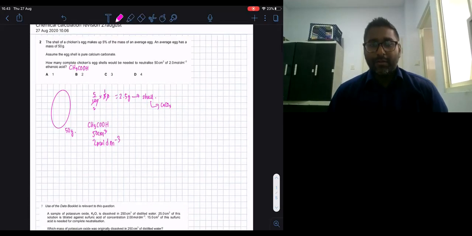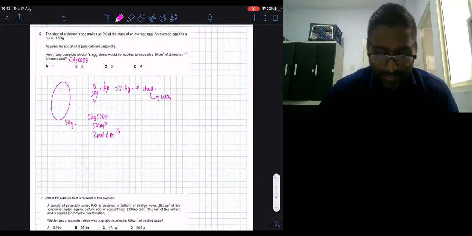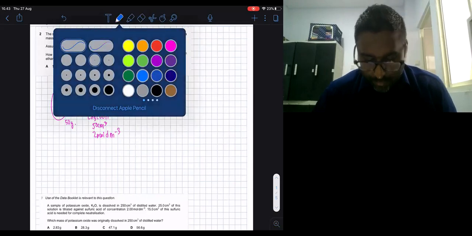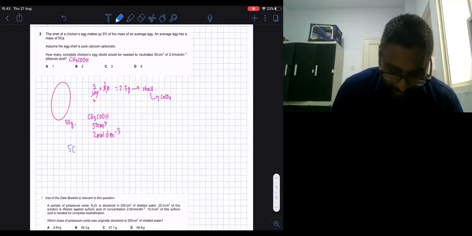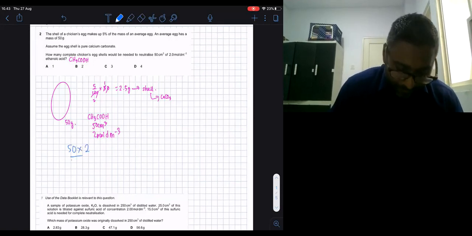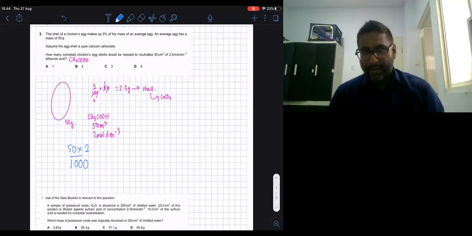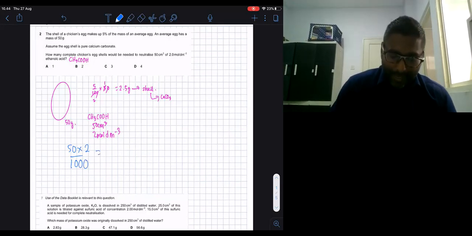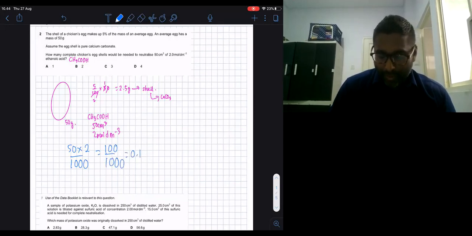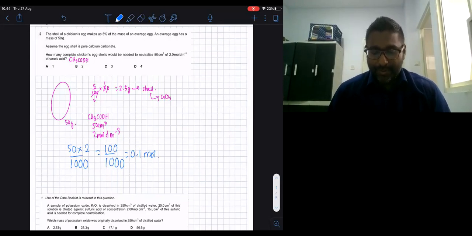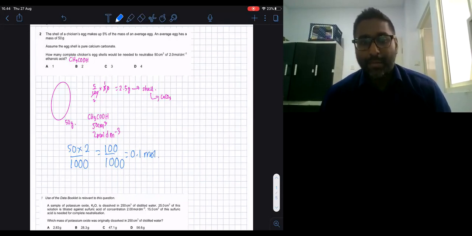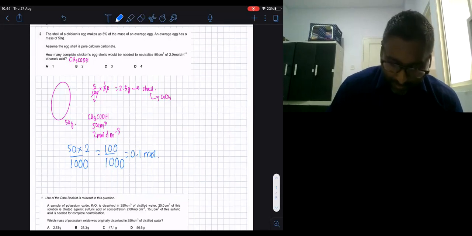First of all, what you need to do is calculate the number of moles of ethanoic acid. Number of moles, you get 50 times 2 divided by 1000. CV over 1000. So you will get 100 over 1000, so you will get 0.1 mole. And then they say it's going to be neutralized. Do remember, we are talking about calcium carbonate. So when this is added with calcium carbonate, what will happen?